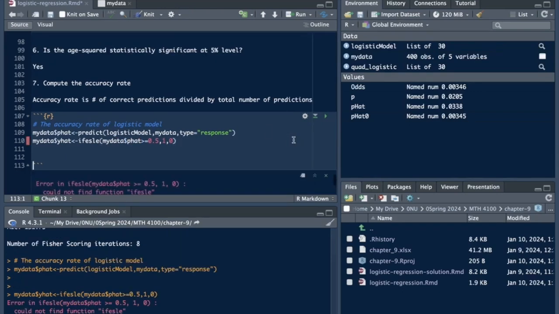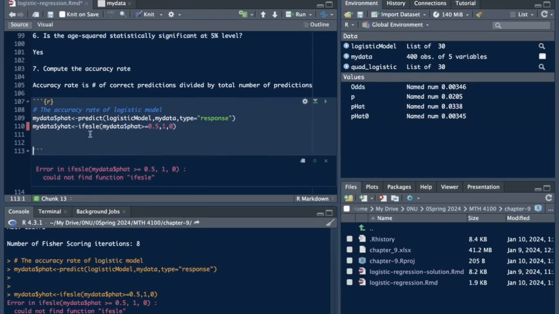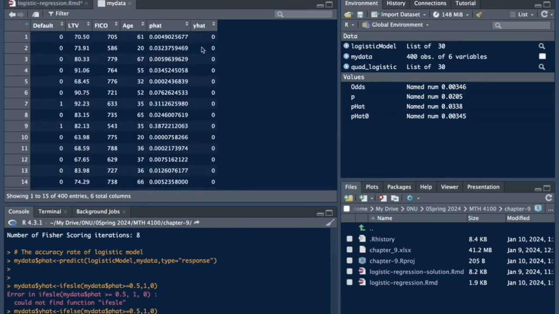Let me run this. What is that problem? I like ifelse, the way that I did it. Let's go up. Here we go. So the y hat, remember, the default is the y value, the observed. This is the predicted, the estimated. So we are good. No, we are not good yet. Now we have to see the number of correct predictions. We have to count them.